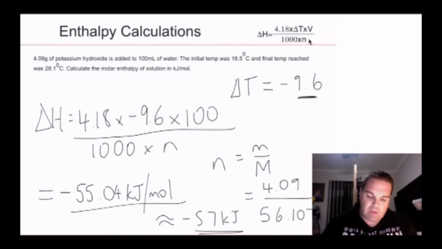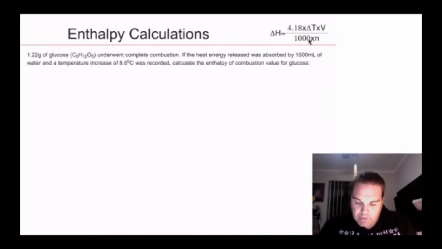Next one I'm looking at is this one. We've got 1.22 grams of glucose. It underwent complete combustion. Now it's important to think about complete combustion because obviously that implies that all of the energy has gone into heating up the water.